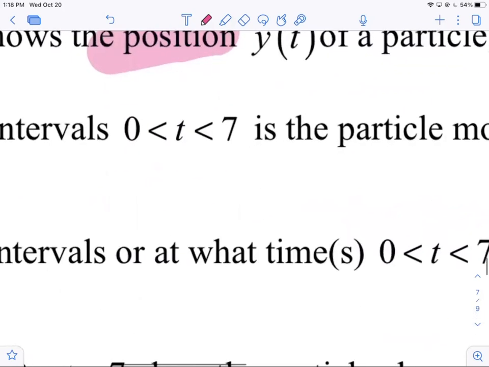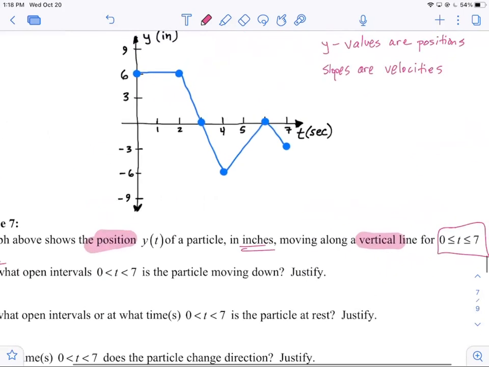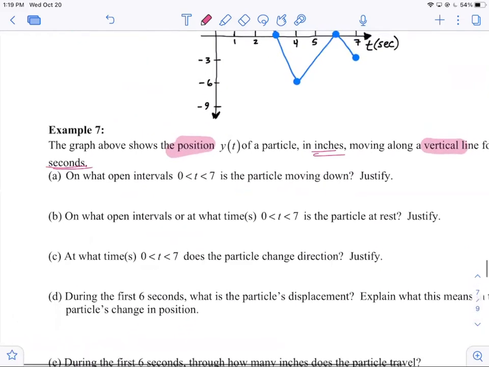On what open intervals from 0 to 7, open intervals, is the particle moving down? Justify. Well, a particle is moving down when its position is decreasing. That's when the velocity is what? Negative, right? Well, if the slopes are the velocity, where are the slopes negative? From 2 to 4 and 6 to 7. So that's what I was saying. It's kind of nice that it's moving on a vertical line because the particle is moving down when the physical graph is decreasing, right? So again, you could justify and then answer, or answer then justify.